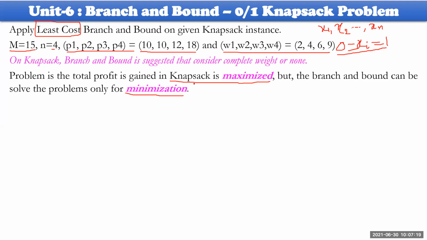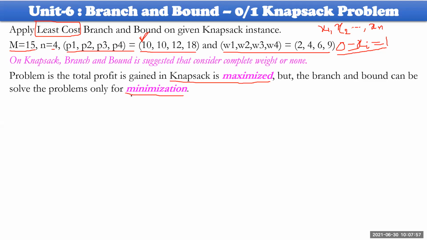While performing this particular problem, all the profits we have been given are positive values. These positive values will be converted into negative. If it is negative, minus 10 is a very small value compared to minus 2. Minus 2 is a bigger value than minus 10. Minus 20 is less than minus 10. So minimization occurs when we take the values as negative, so that the maximization will be successful.